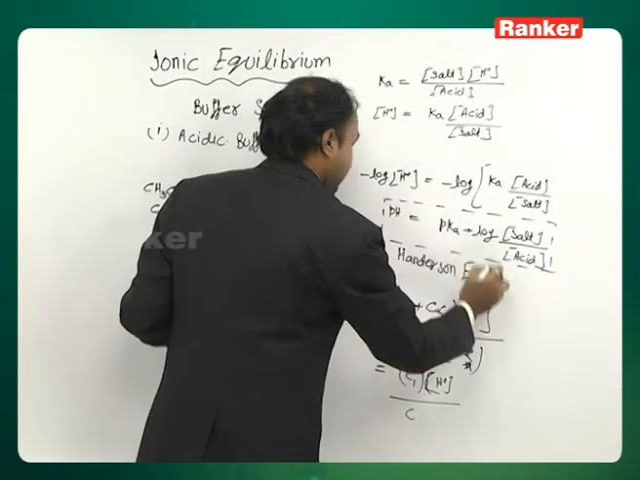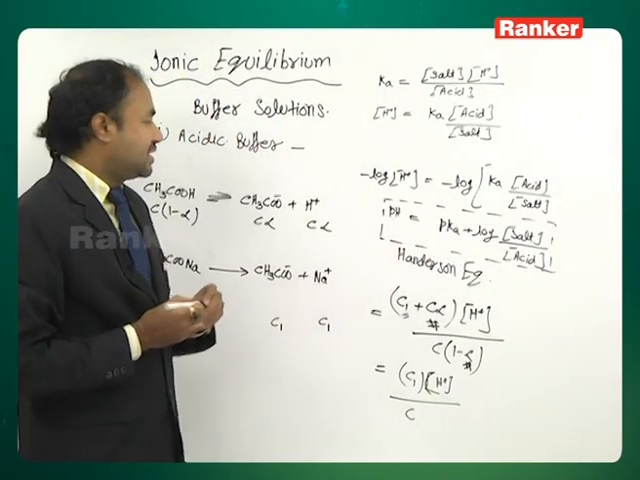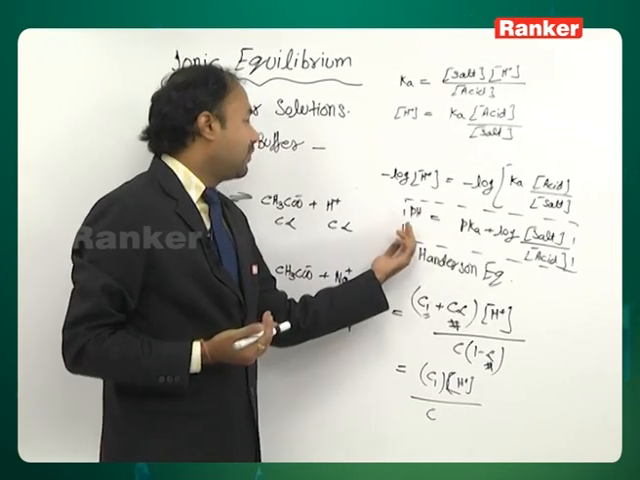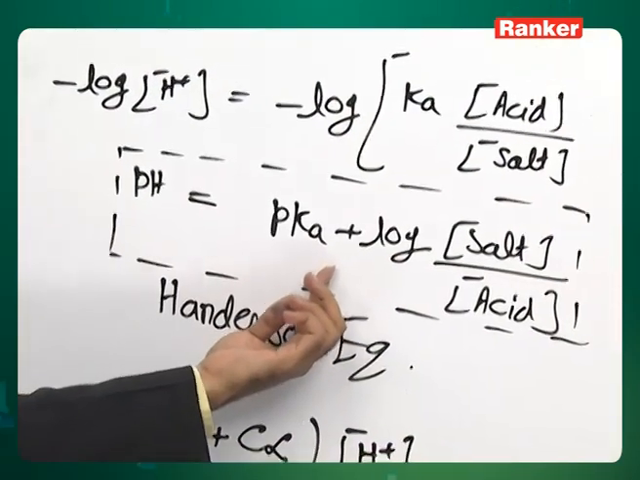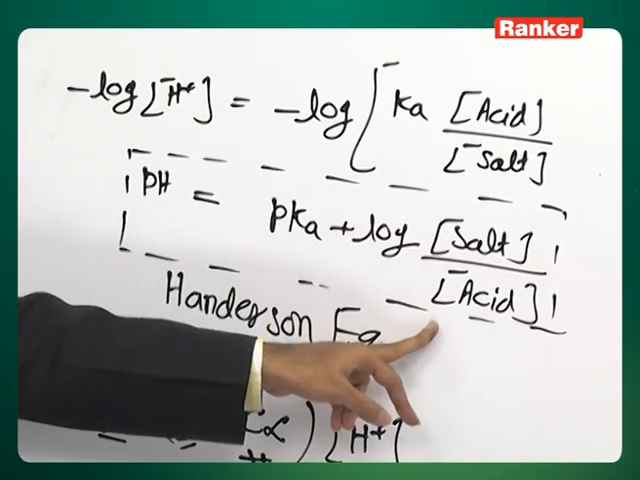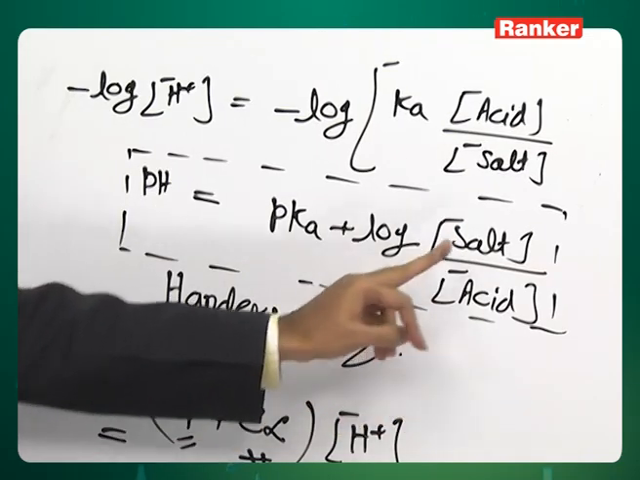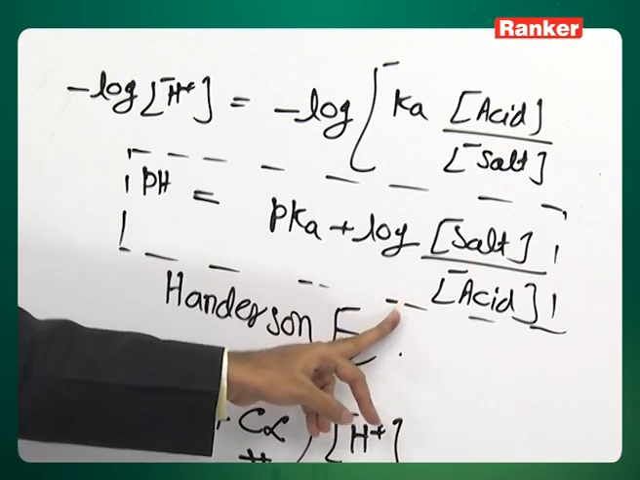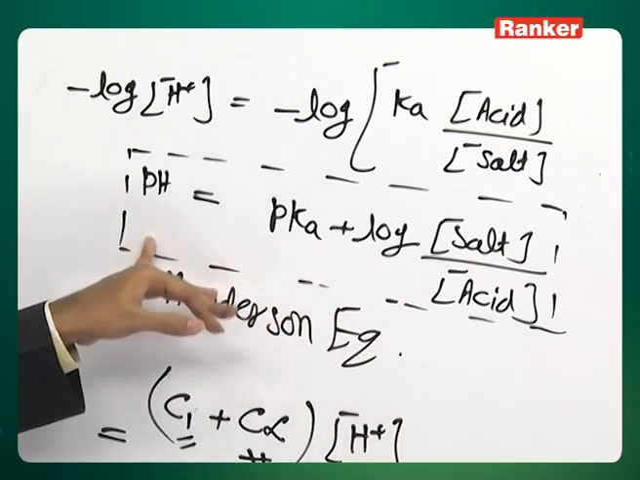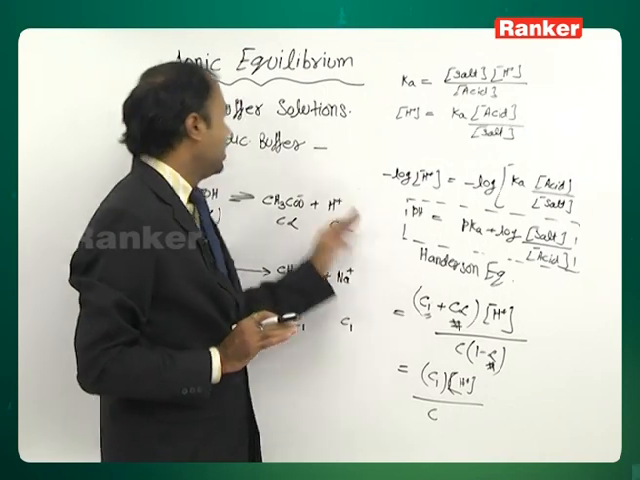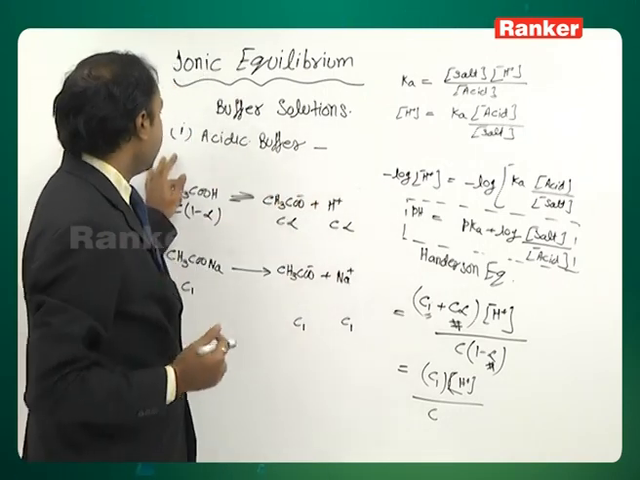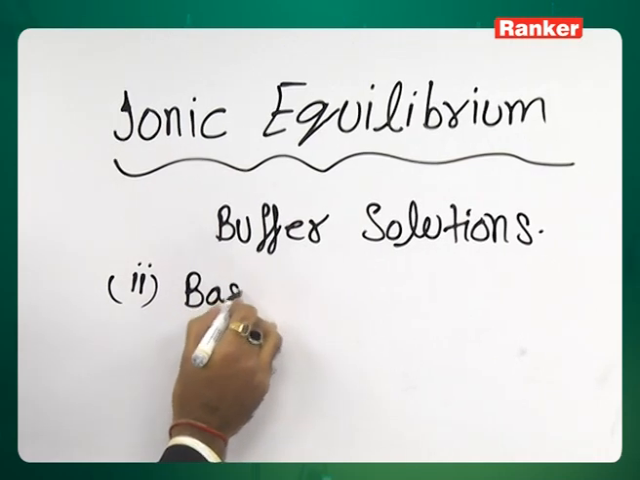This is known as the Henderson equation, which tells us how we can find the pH of a buffer solution if the concentrations of salt and acid are given. Remember, the concentrations of salt and acid to be taken here are the initial ones which we have added, not the final ones after dissociation. This is how we get the pH of an acidic buffer solution. Now we come to the second part, which is basic buffer.